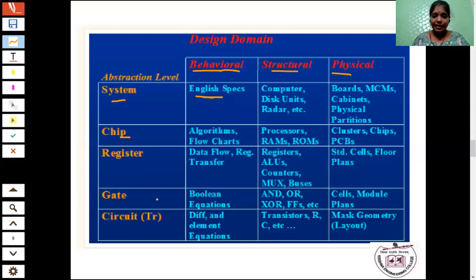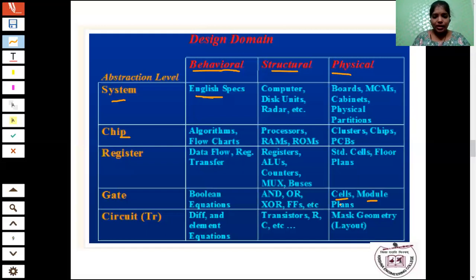If it is of gate level implementation, we know that if it is of any logical gate, first we are going to draw the truth table. From the truth table, we will get Boolean equations. Okay. If it is of structural domain, we are going to give what components we are going to use, like what gates you are going to use, like AND or XOR or flip-flop, etc. In the physical domain, we are going to represent in terms of cells and module plan.